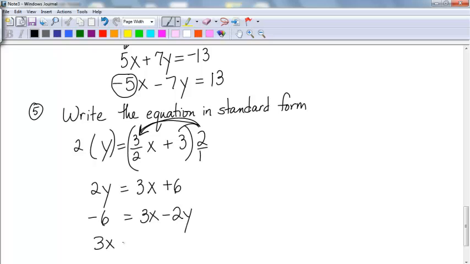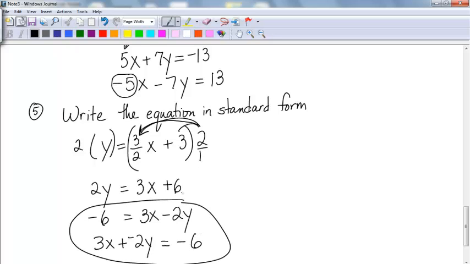3x. And if you wanted to write it with the plus and negative, you can. Equals -6. I would take either one of those, as long as you have no fractions. The coefficients are integers, and the a value, the number in front of the x, has to be positive. Now there's two special cases.